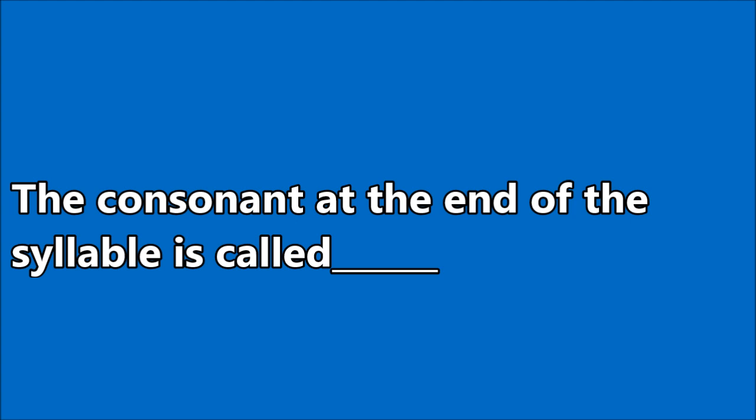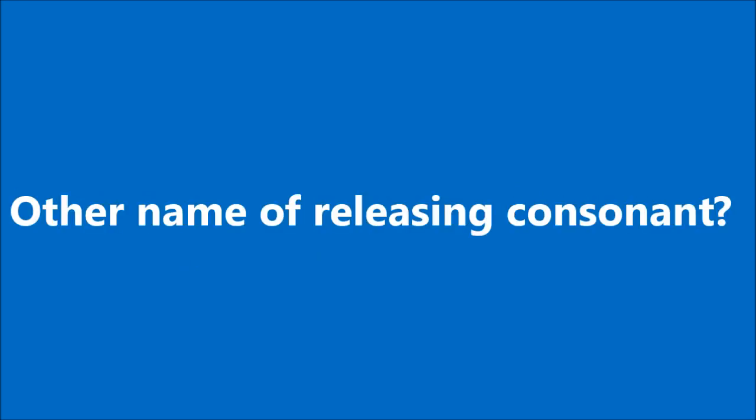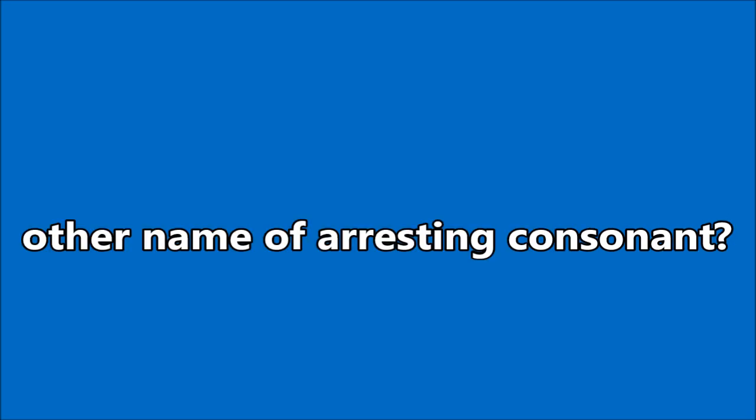Next question. The consonant at the end of the syllable is called arresting consonant. Next question. What is the other name of releasing consonant? The answer is onset. Next question. What is the other name of arresting consonant? They are coda.